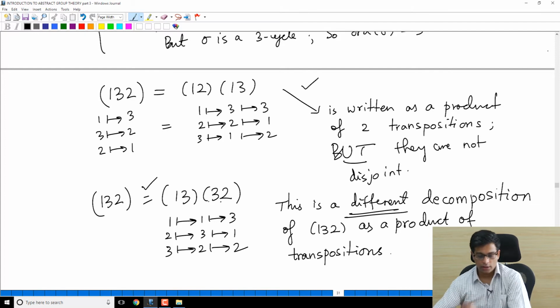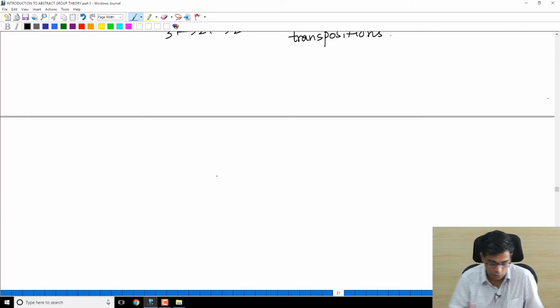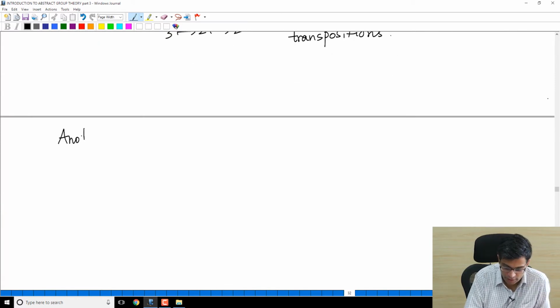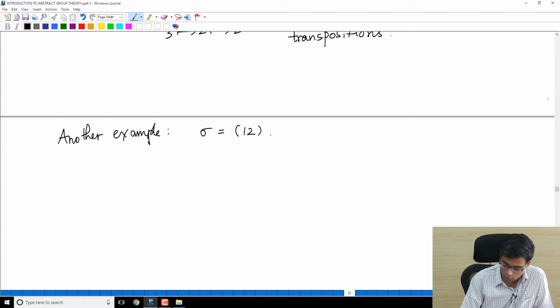So you might wonder, maybe the decomposition is not unique, but the number of transpositions is unique. Here there are two transpositions. Here also there are two transpositions. But another example will show that even that number is not unique. So let's say I take sigma to be (1 2)(1 3)(1 4). So this is a product of 3 transpositions.